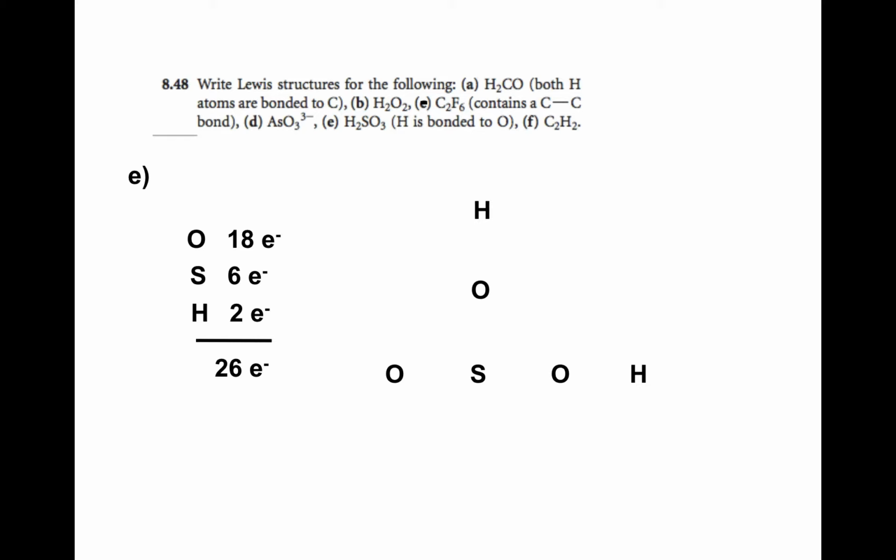All right, we bond everything together. That's the second step: 2, 4, 6, 8, 10 electrons to bond everything together. So I now have 16 electrons yet to be assigned. The oxygens get them first because they're more electronegative, and if there's anything left over, it goes to the sulfur. So 2, 4, 6, 8, 10, 12, 14, 16 electrons. All right, so this is it. This is the Lewis dot structure for sulfurous acid.